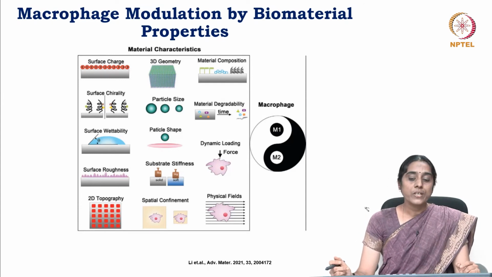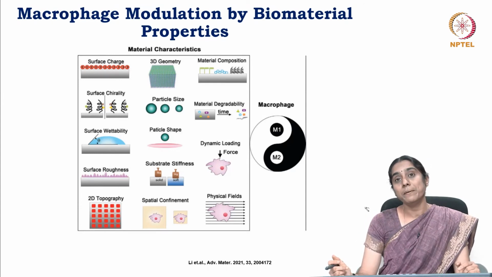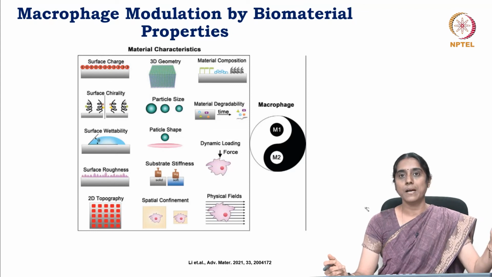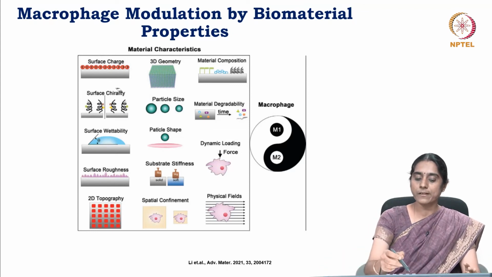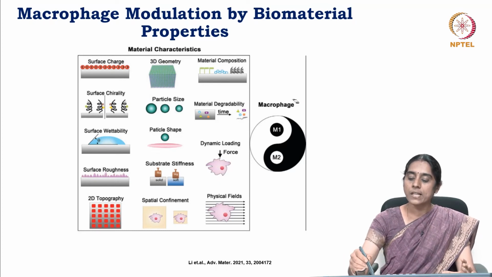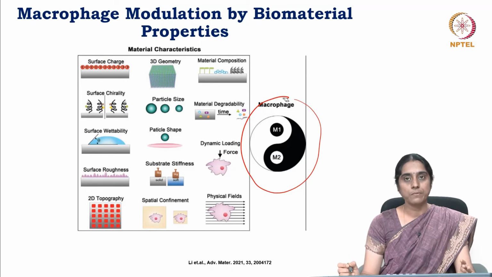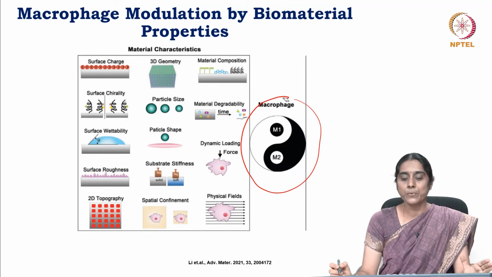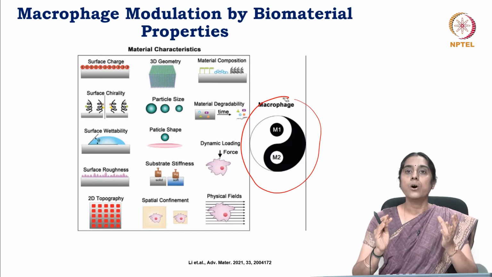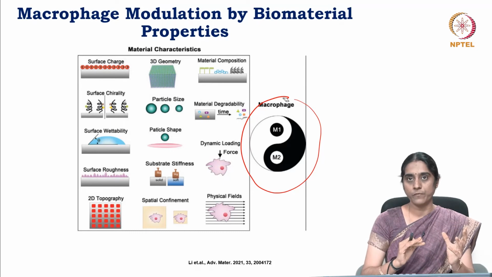So, how can macrophage modulation be mediated by biomaterial? Now, we saw in general how foreign body reaction is affected by various factors, such as surface charge, geometry, and material composition, which can influence the M1, M2 phenotypes. A lot of research studies have reported that differences in particle size and surface charge can cause switching of M1 to M2 or M2 to M1.